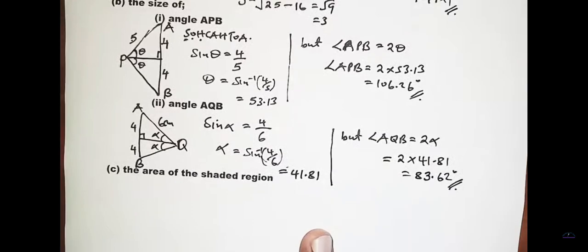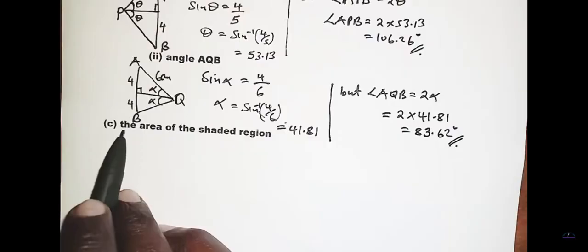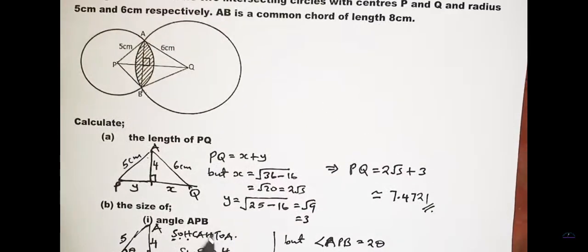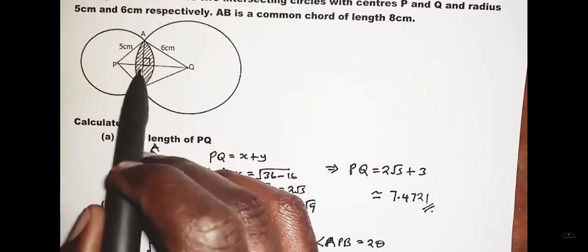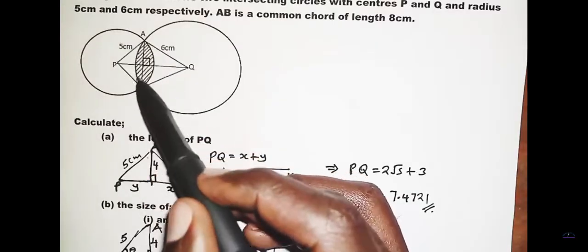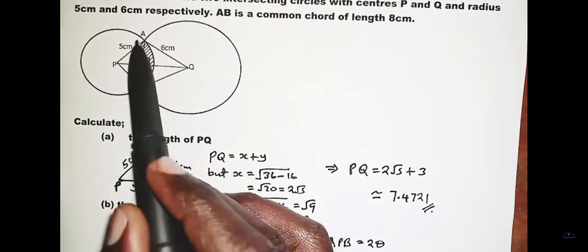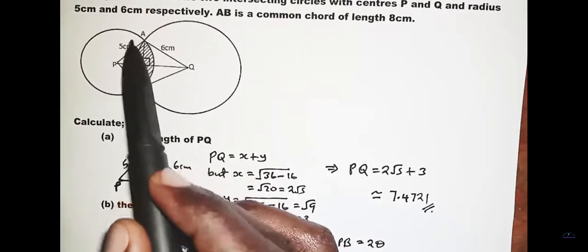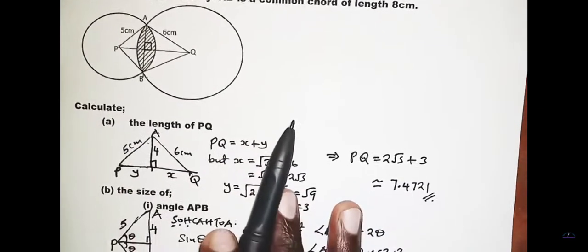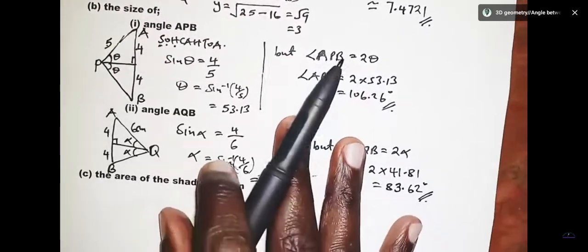So lastly, we have C. We have to determine the area of the shaded region. So we are going to get the area of this shaded part. So what we need to realize is that we have two segments at this particular point. In other words, we have a sector AQB, this one here, intersecting with sector PAB. So where they intersect, that is the shaded region.